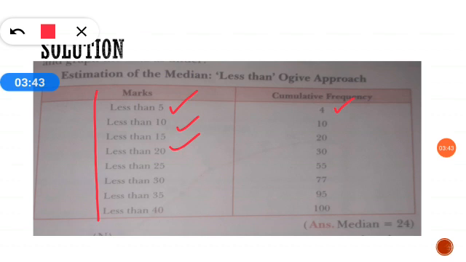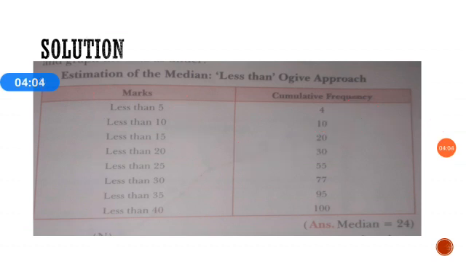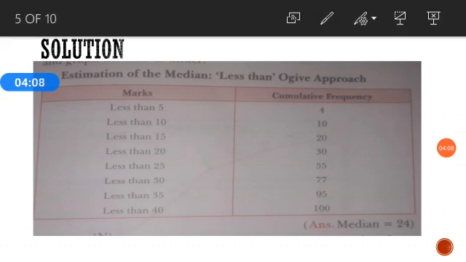For less than 10, the first two frequencies will be added. Here it is 10. How is it calculated? 4 plus 6. Then for less than 15 we will add the second cumulative frequency plus the frequency of the third interval, that is 10. So this is how we get 20. In this way, by adding up the frequencies, we will have our cumulative frequency distribution.